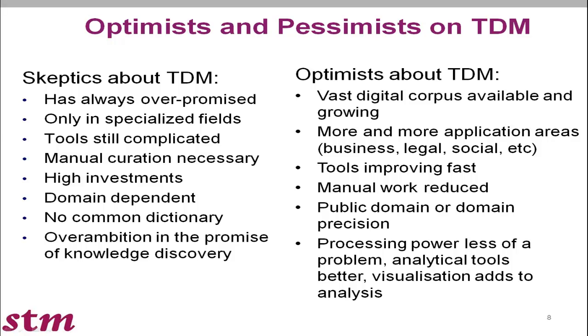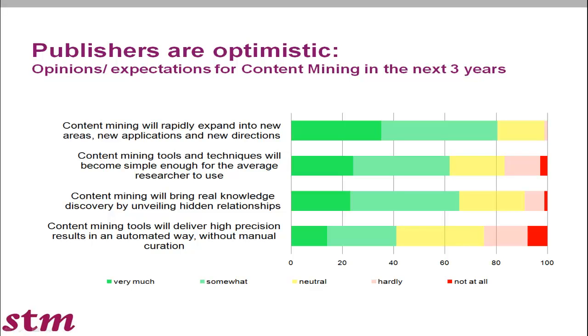Okay, so far optimists and pessimists. In the survey we did, we wanted to find out what the level of optimism or pessimism is, and we found that publishers are generally very optimistic. This is just a quick view. I won't go through it in detail, but the general message of this picture is that the more green you see and the darker the green, the more optimistic the respondents were about certain statements to which we asked them to agree or to disagree.